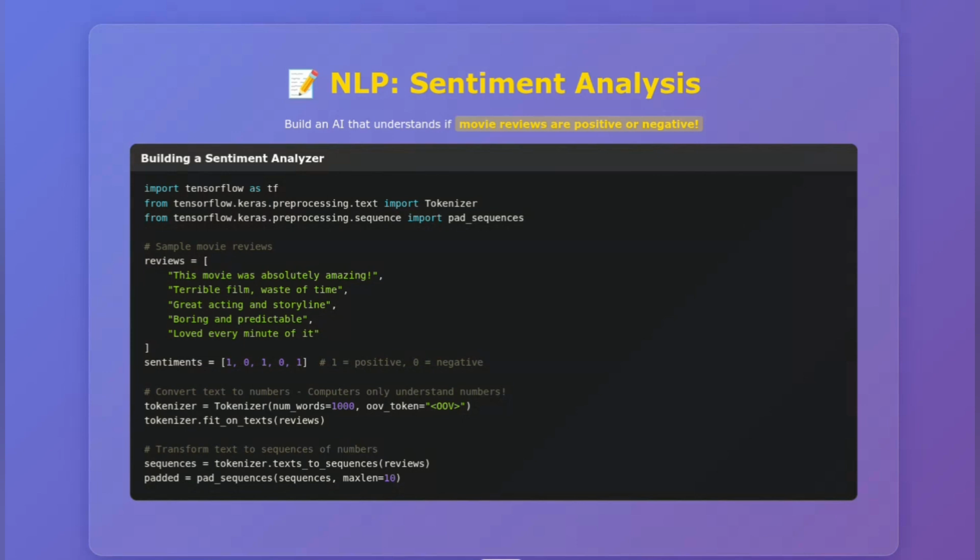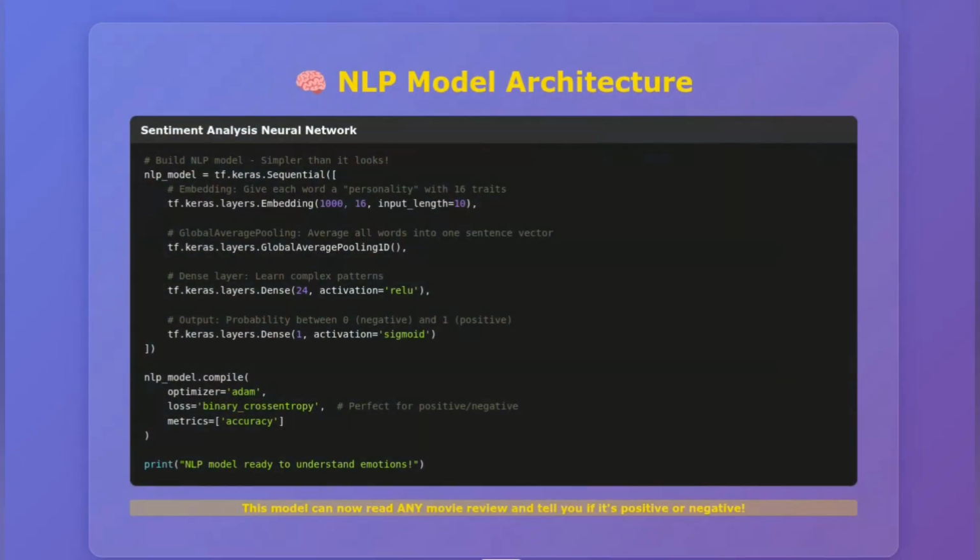This movie was amazing might become 4, 12, 7, 15. Pad sequences makes all sequences the same length by adding zeros. Why? Neural networks need consistent input sizes. Now for the model architecture.